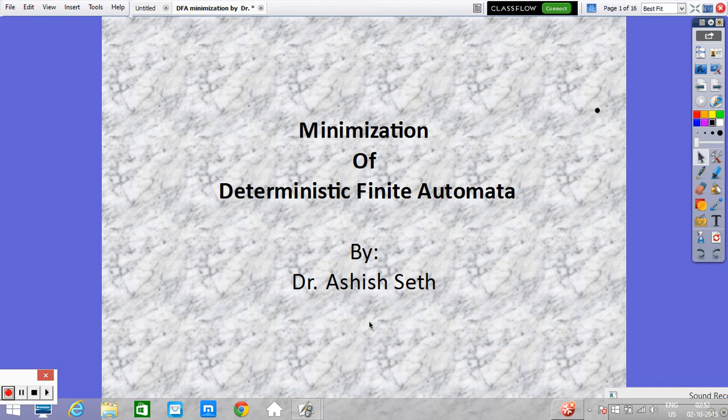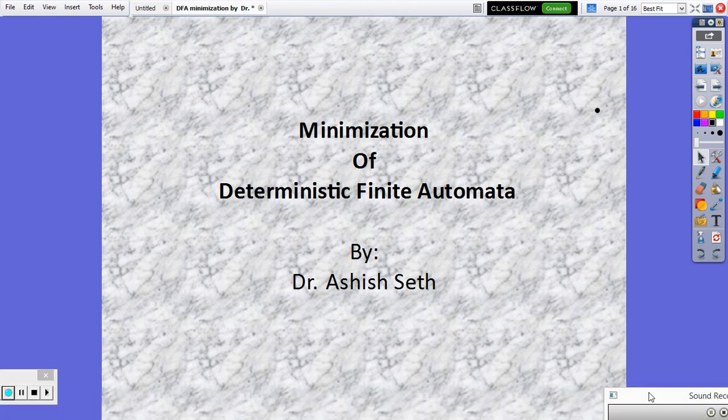Now in this lecture we will understand minimization of deterministic finite automata. We'll understand what is the need of minimization, what are the techniques available for minimization, and we will also take an example to understand the concept in a better way.